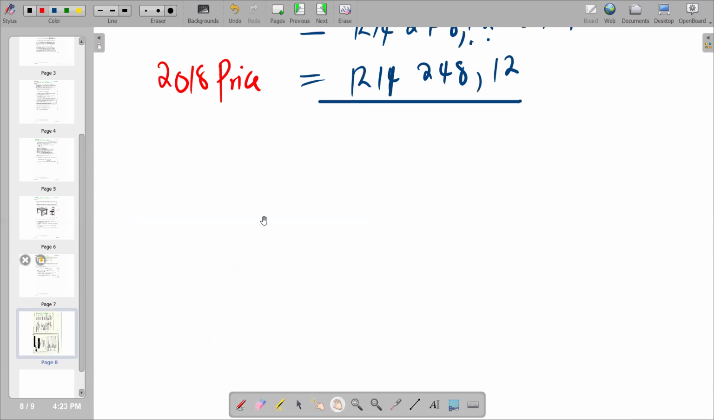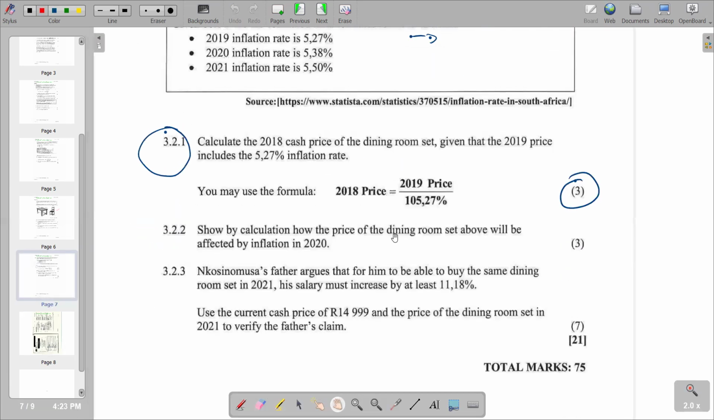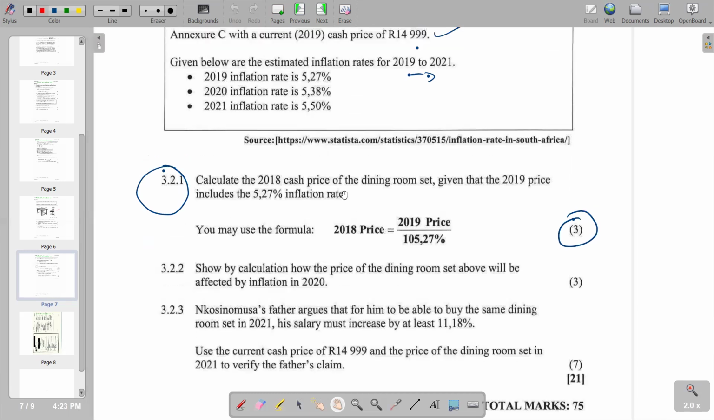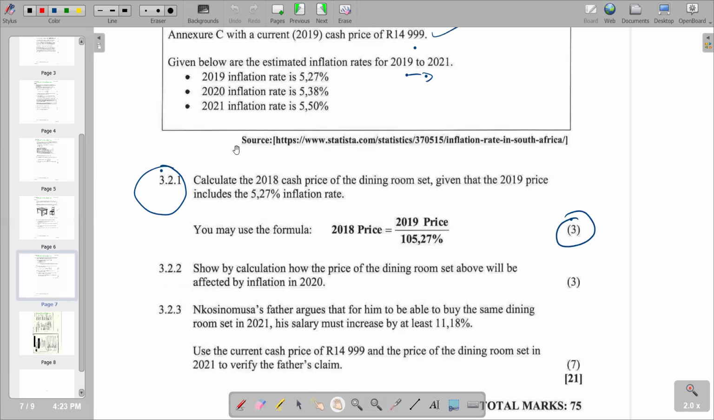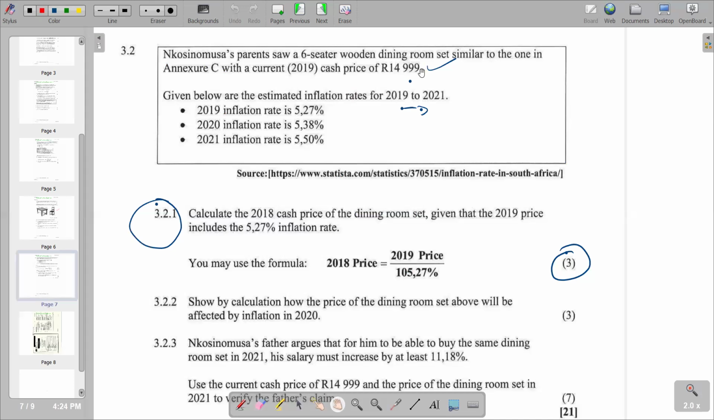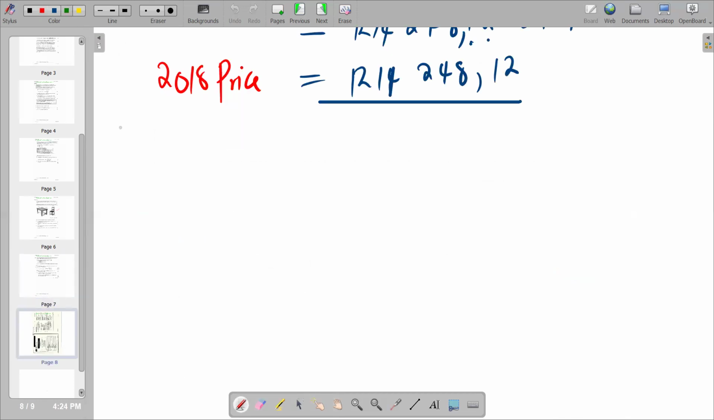Moving on to the next part of our question. It reads, show by calculation how the price of the dining room set above will be affected by inflation in 2020. In 2020, inflation is going to be 5.38%. Remember inflation represents the general increase in price levels. So the price that we have, 14,999, representing 2019, is going to have a 5.38% increase in 2020. So on the calculation, we say 5.38% of 14,999. When we have that amount, it's going to be the increase. Then we add it to 14,999.